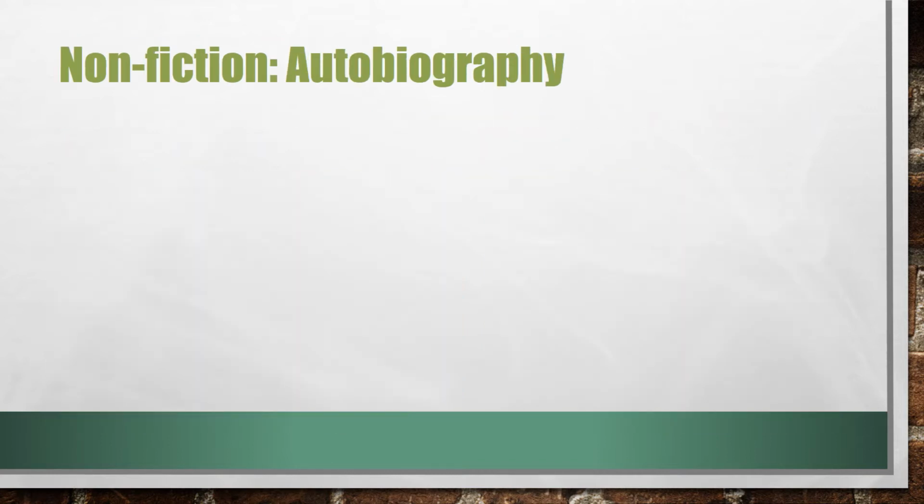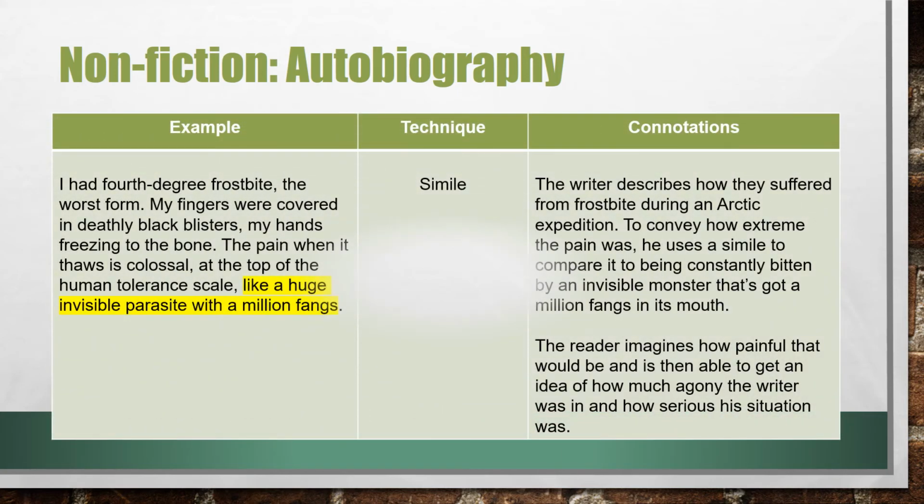Now here's another non-fiction example, this time from an autobiography. "I had 4th degree frostbite, the worst form. My fingers were covered in deathly black blisters, my hands freezing to the bone. The pain when it thaws is colossal, at the top of the human tolerance scale, like a huge invisible parasite with a million fangs." Here, the writer describes how they suffered from frostbite during an Arctic expedition.